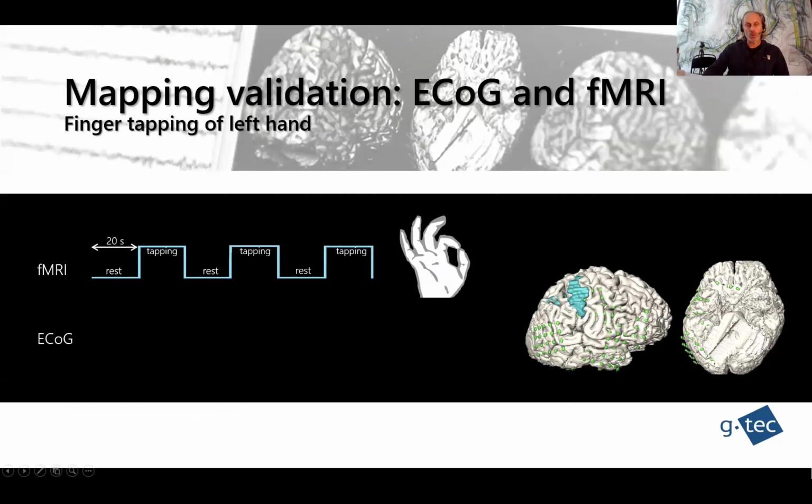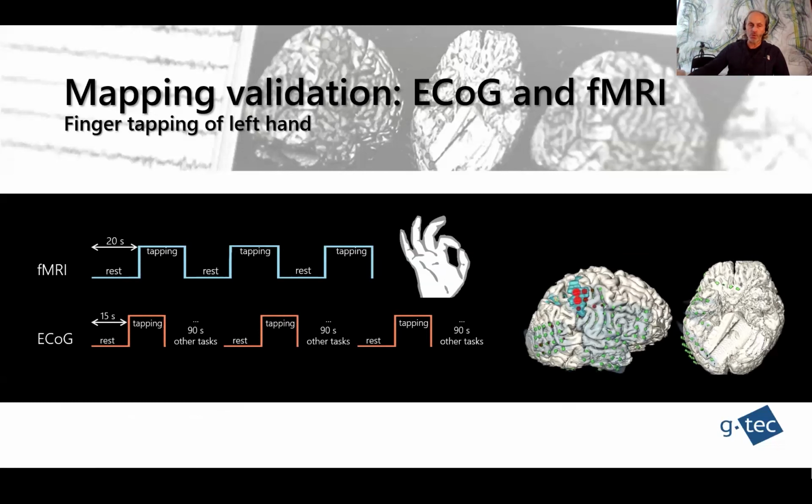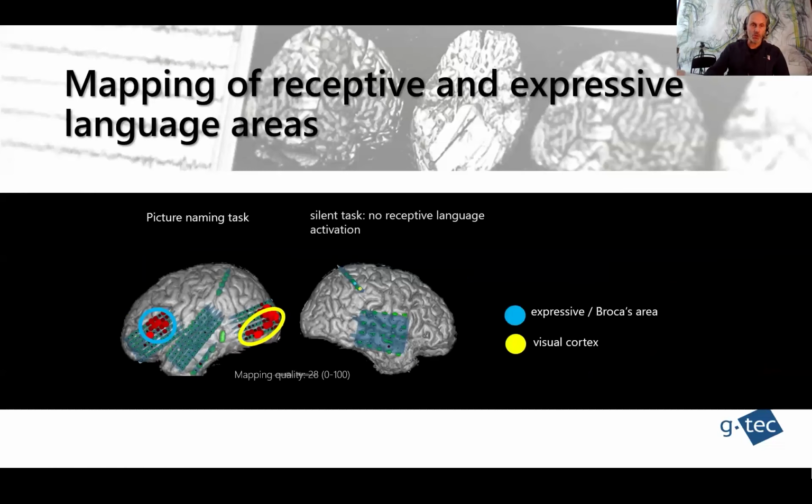And then we did it also with ECoG. We used the cortiQ high gamma mapping tool, and you can see the red bubbles are overlaying the bold signal very nicely. This is, of course, exactly what we want to have.